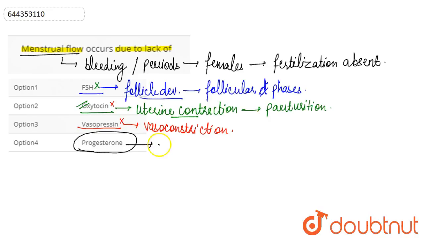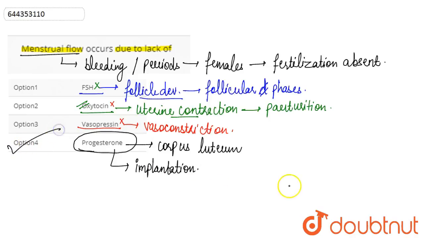Why? Because progesterone is secreted by the corpus luteum, and the corpus luteum is a yellowish structure which is formed when the Graafian follicle ruptures. The corpus luteum secretes the progesterone, which is very necessary for the formation of the thick endometrial lining of the uterus. So this hormone is very crucial for the implantation or the embedding of the embryo in the uterus.